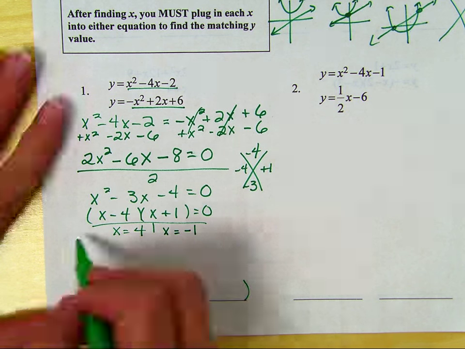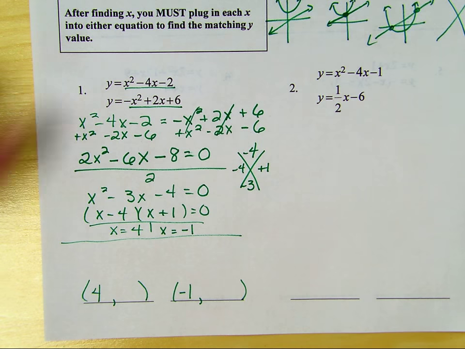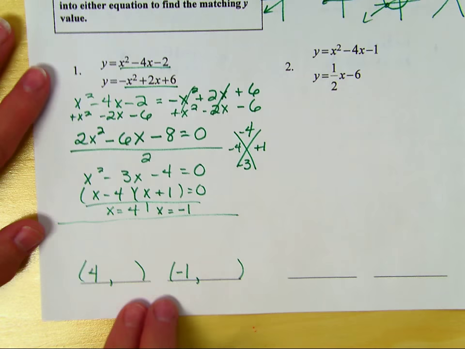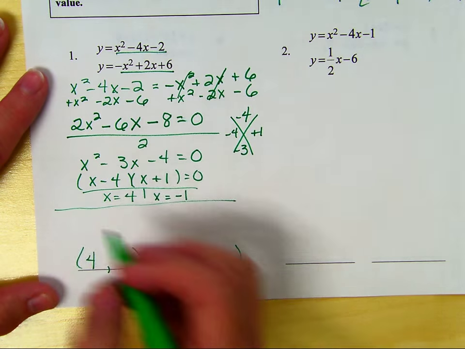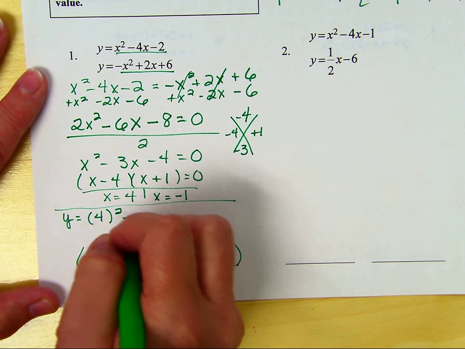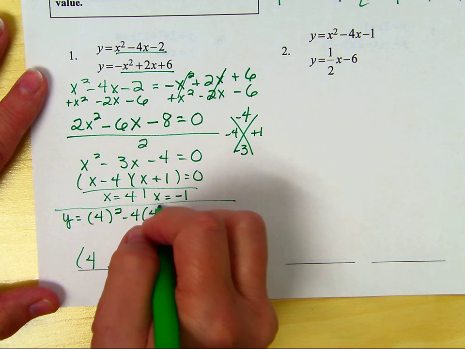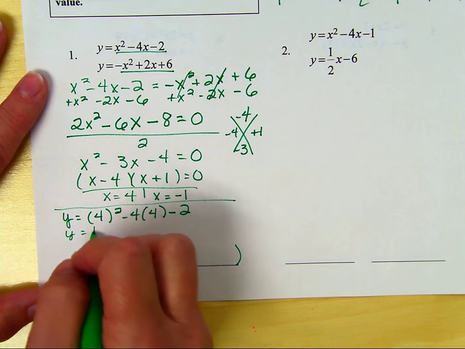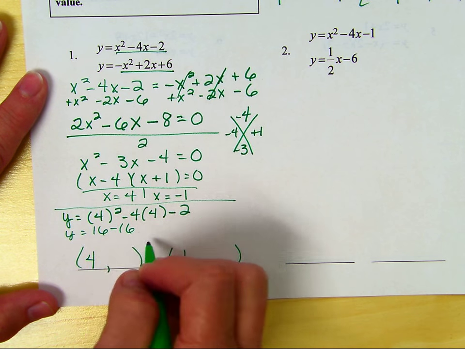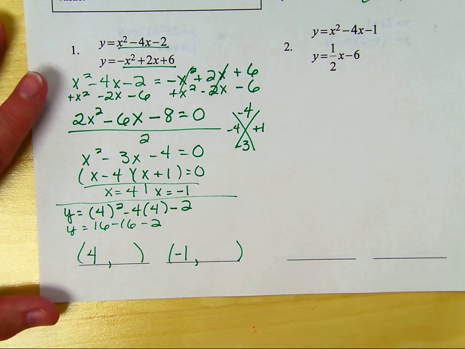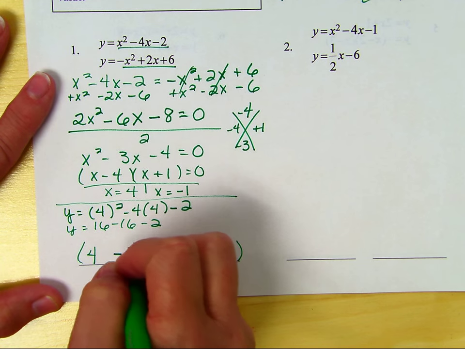So we're going to take the original equations, either one, doesn't matter which one, and we're going to plug in the x value to get the y that matches it. So I'm just going to use the top equation. So y equals, plug in 4 squared minus 4 times, plug in 4, minus 2. So y equals 16 minus 16 minus 2. 16 minus 16 is 0. 0 minus 2 is negative 2.